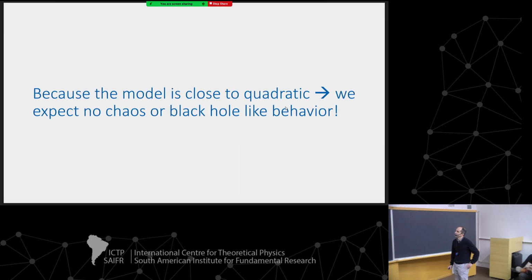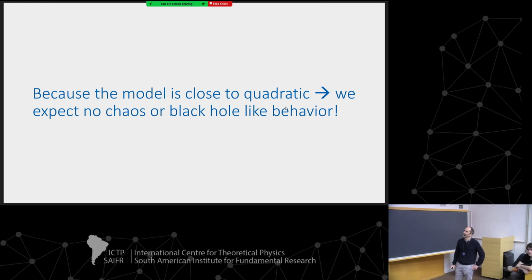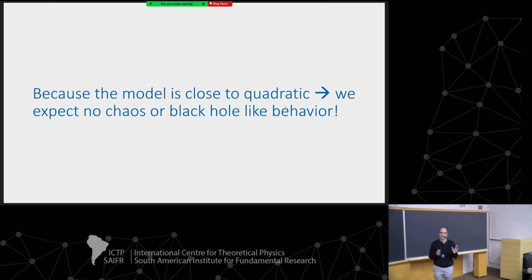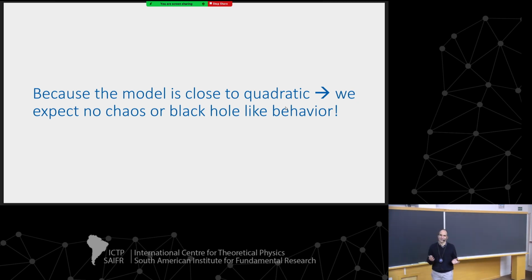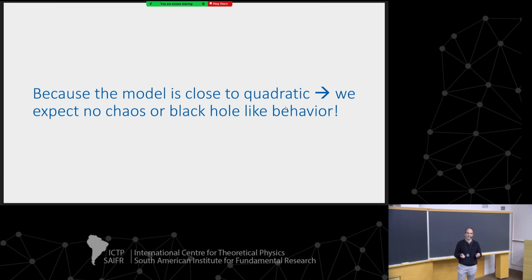Now, one comment is that because the model is so close to quadratic, we expect no chaos or black hole-like behavior. So in answer to the question you were asking, this was intended to be a model somewhat similar to the D0 brane. But what we are finding after analyzing the model is that it's very close to quadratic and most likely will not have chaos, for example, maximal chaos, which is a signature of black holes. So in some sense, I find this a bit of a disappointing conclusion. We did all this work analyzing this model, but I think it's not a good model of black holes, at least in the phase where you have strongly coupled behavior. But at least we understood something. We understood what this model is actually behaving like.